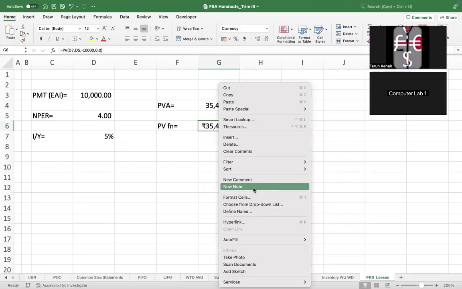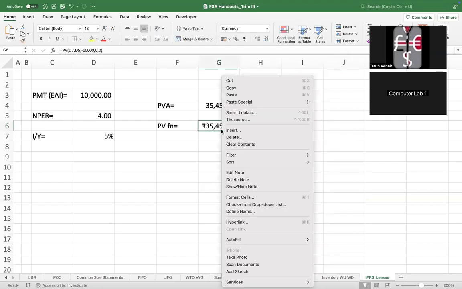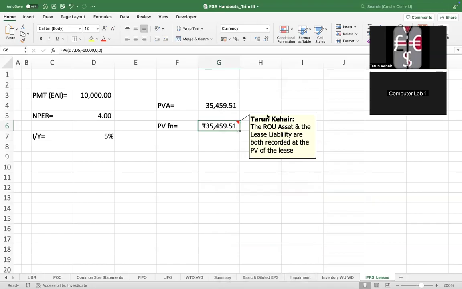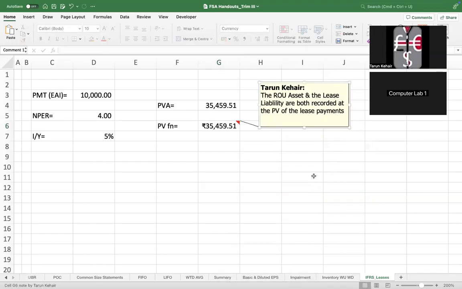So I'll make a note here that the ROU asset and the lease liability are both recorded, as you can see in the text I just sent, at the present value of the lease payments. This is what I mean: we have to record this at the present value of the lease payments.